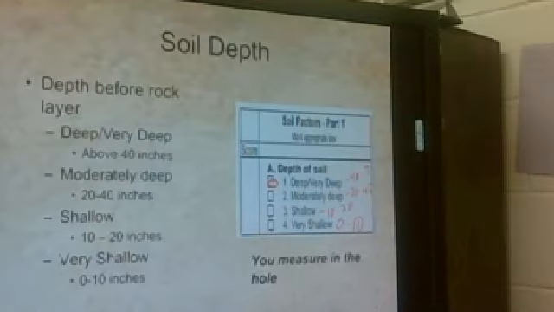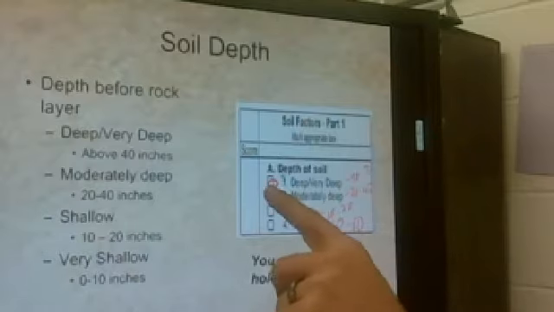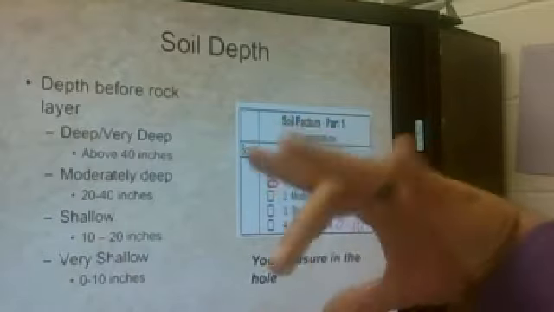This is the deep to very deep section. You're going to see in each one of these little slides a little red circle. This little red circle right here, this is my hand, this is in the circle.